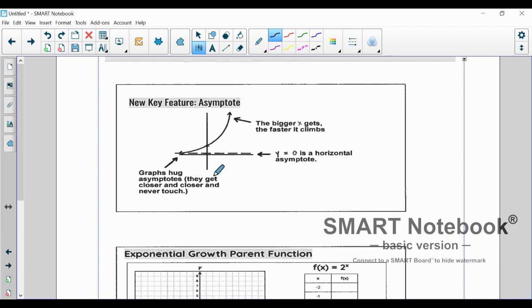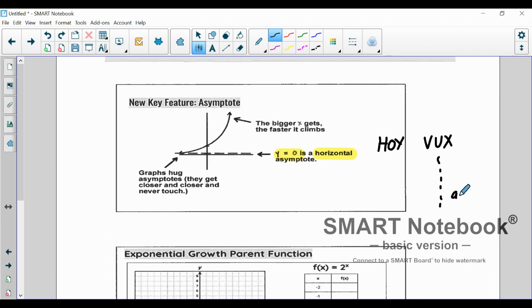So the new key feature that we're going to look at is called an asymptote, a horizontal asymptote. Because this is horizontal, it's always going to be in the format y equals. If you remember, before we had axes of symmetry, which were vertical lines. So axes of symmetry were always x equals. Now we have asymptotes, which are horizontal. So they're going to be y equals.